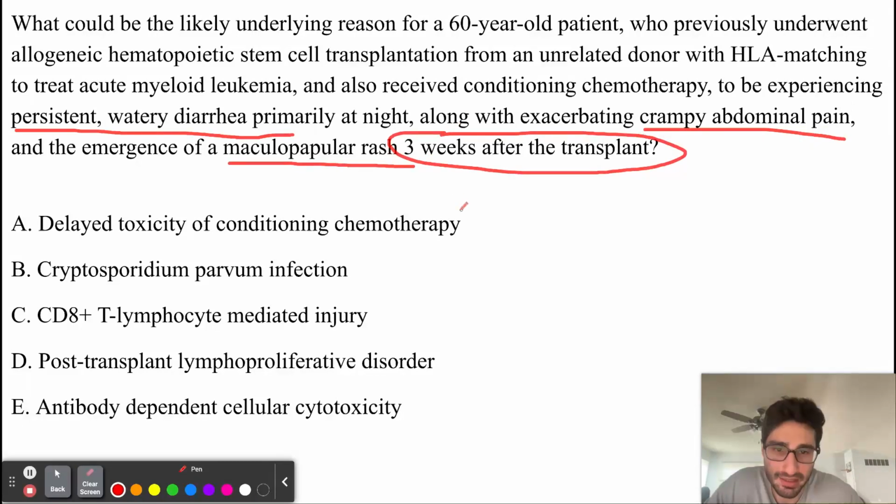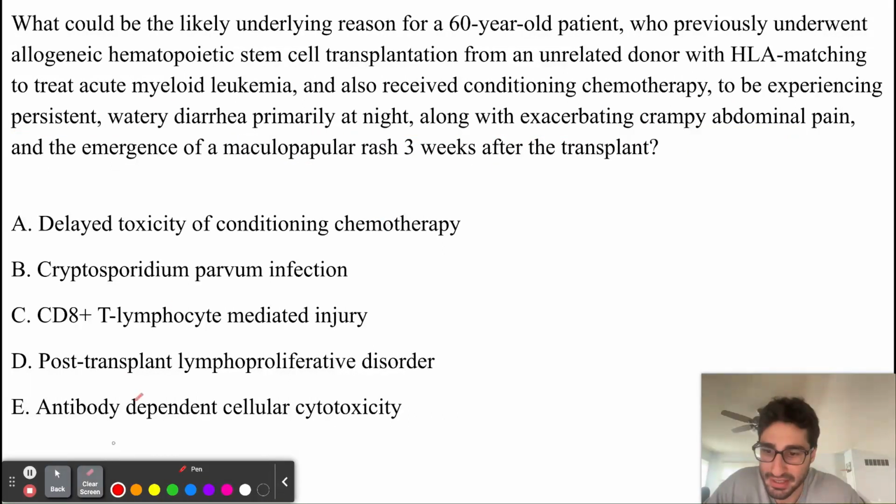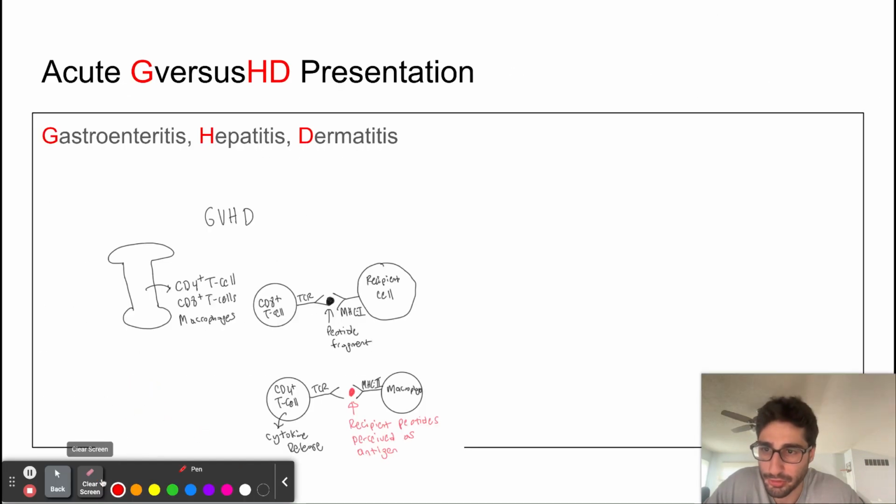So this patient had a transplant, and 3 weeks after the transplant has developed this watery diarrhea, this crampy abdominal pain, and this maculopapular rash. Now, this is going to be important to know. There's a triad to remember for acute graft versus host disease.